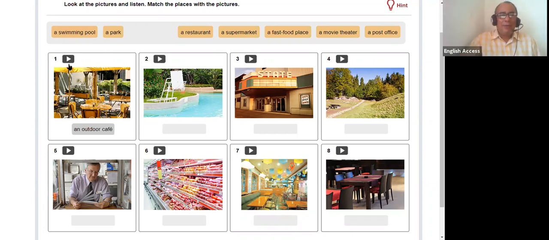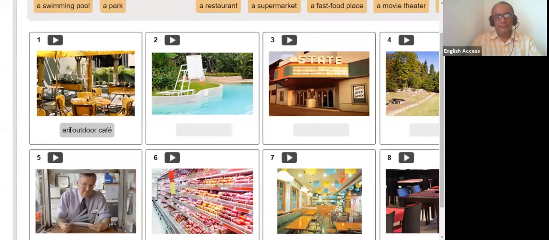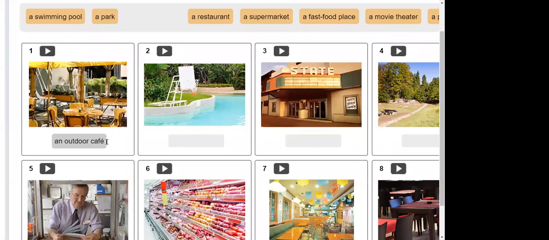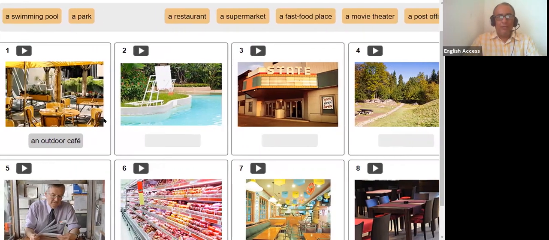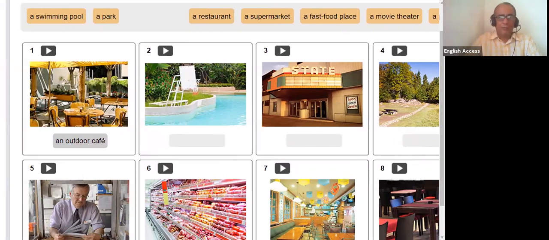Okay, these are different places. Number one, an outdoor cafe. What does an outdoor cafe mean? Exactly, because it's outdoor. Outdoor means outside, out of the door. Two words creating a new meaning. An outdoor cafe is, like you said, maybe something outside of the building.